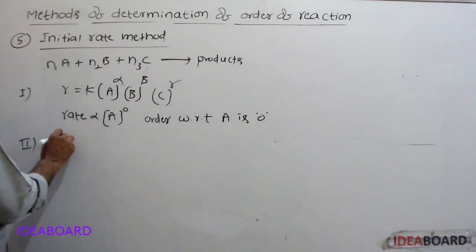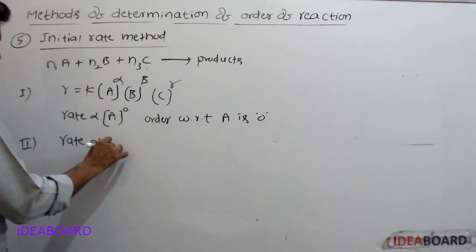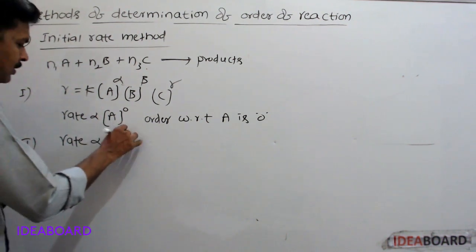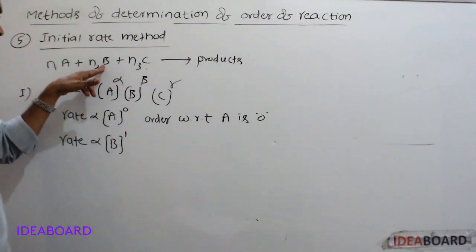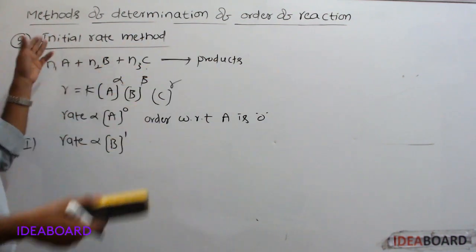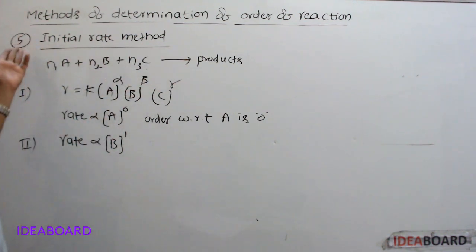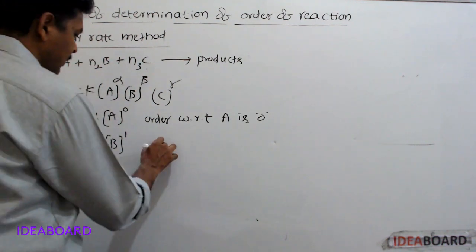That means order with respect to B is 1. Rate is directly proportional to B concentration power 1. By keeping A concentration and C concentration constant, if B concentration is doubled, rate of reaction also doubles. If B concentration is tripled, rate of reaction also triples. That means order with respect to B is 1.